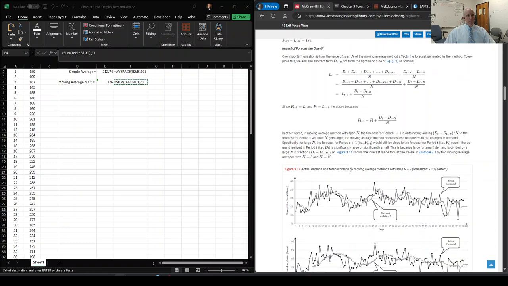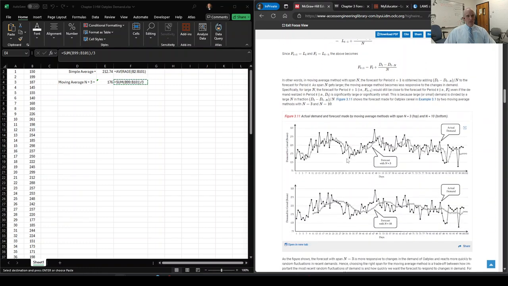And then there's some interesting ideas here the book talks about, the changing of N. Notice when N is 3, the pattern of the forecast is very different than if the N is 10. So if we take 10 weeks of data and average those, so week 11 would be our first forecast of these first 10 weeks, right? Notice the up and down movements are much less with the larger N, right?